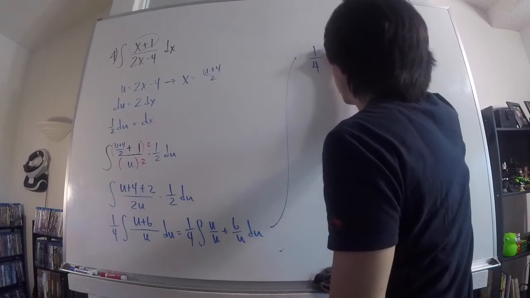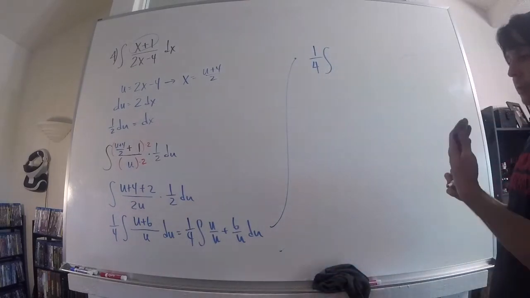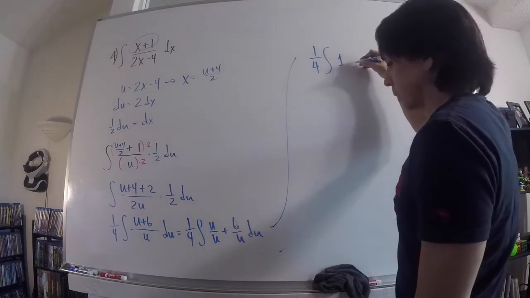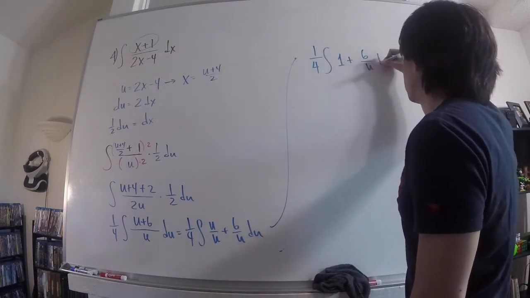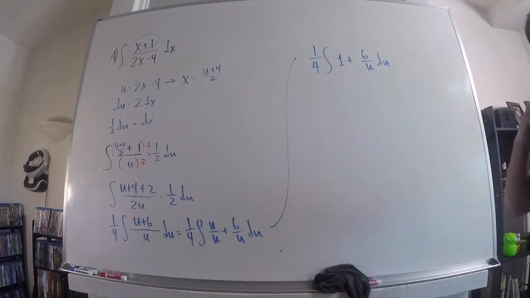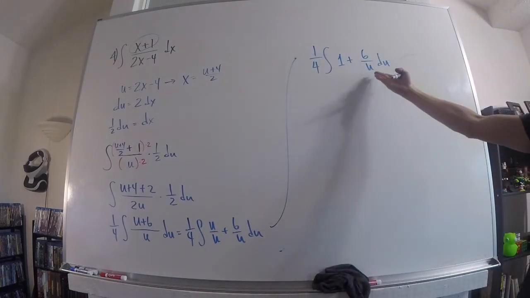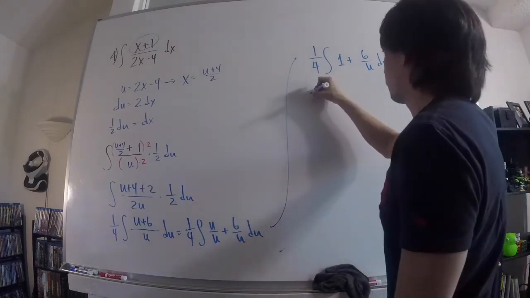And a lot of times you lose track of constants, so be careful to bring everything down as you go. I'm going to have a 1 plus a 6 over u. And I'm ready to go. Power rule, except for that one. That one is not a power rule. Think about that while I work on it.